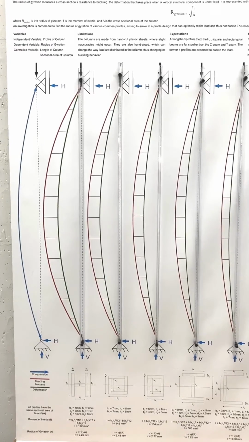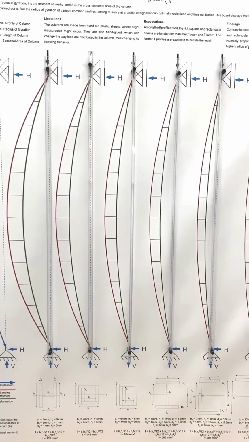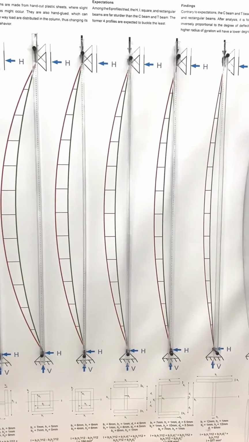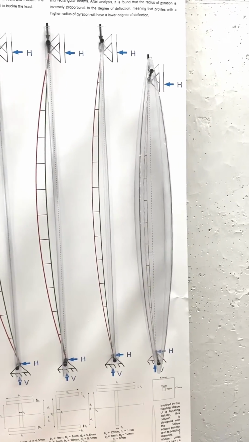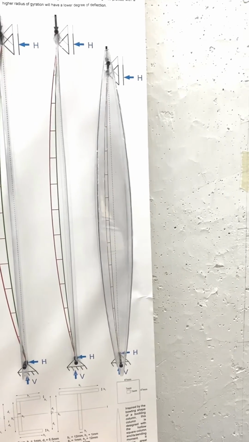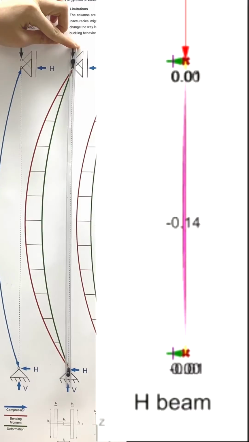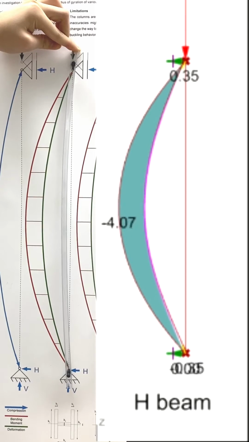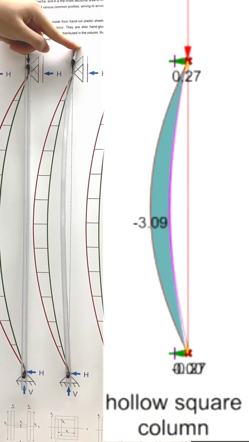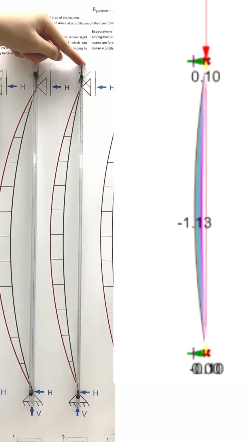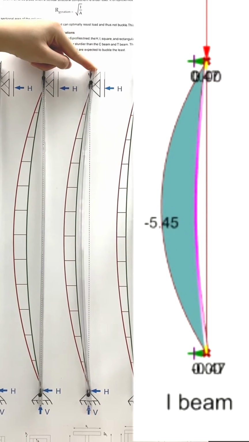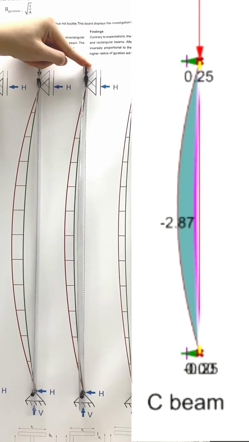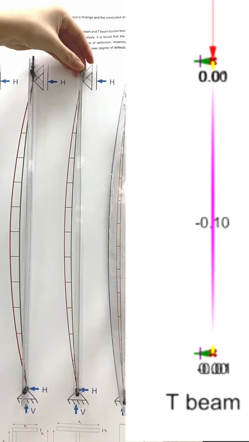The first goal of this investigation is to understand the relationship between the degree of buckling and the radius of gyration. As you can see, the degree of buckling decreases from left to right, in the order of H-beam, square beam, rectangular beam, I-beam, C-beam, and T-beam.